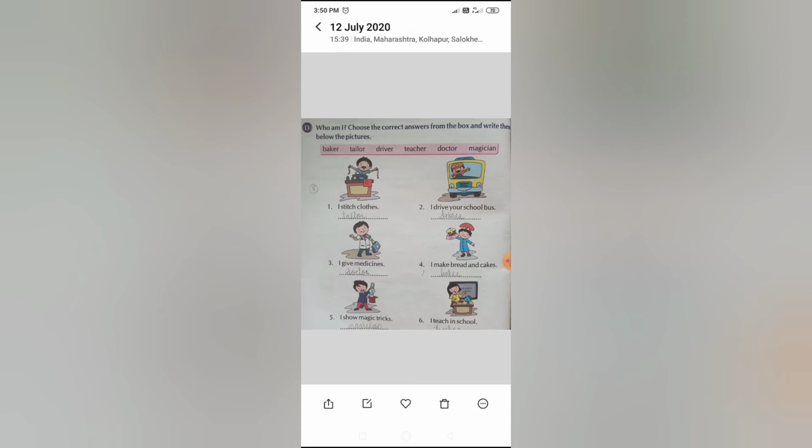The second picture is showing a person who is sitting in a vehicle. And the sentence given below is, I drive your school bus. Many of you might be coming to the school in a school bus. Yes. So what do you call the person who drives the bus for you? He is called a driver. D-R-I-V-E-R, driver.